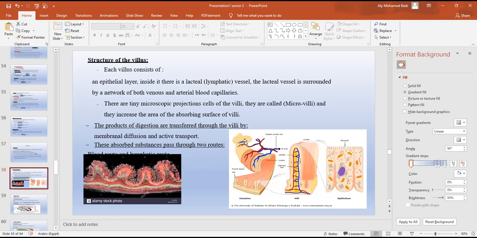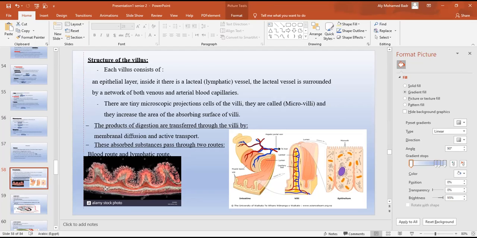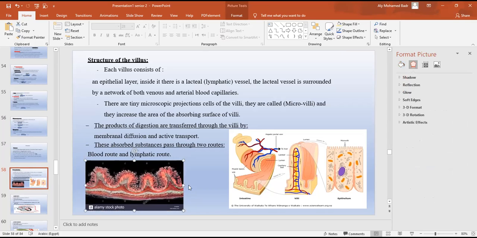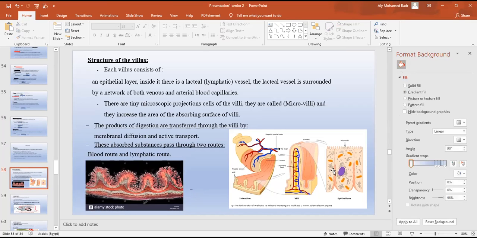The structure of the villi is very important to know how the villi work. The villi has epithelium. This is the small intestine, the ileum part. When we take a look inside it, we will notice that there are projections coming out from it. This is what it looks like in real life. The villi consist of an epithelial layer, and inside there is this epithelial layer.